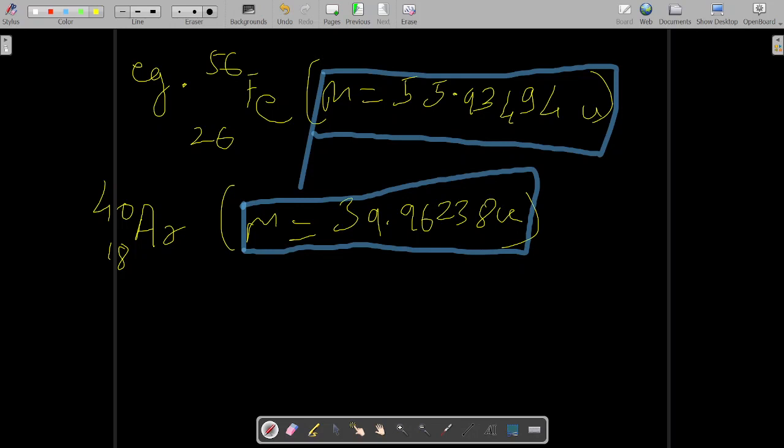In the examination, whenever a numerical is asked, the isotopic mass value in the blue box will already be given to you. So you need not remember the isotopic mass of any element, because the isotopic mass is a long complicated number. It will always be given in the numerical which we have to solve. Now this is point number 1.